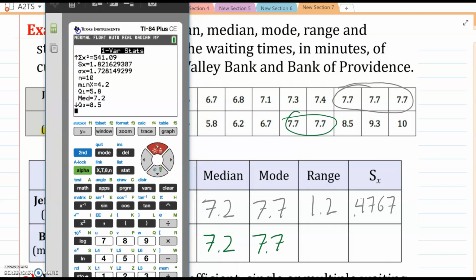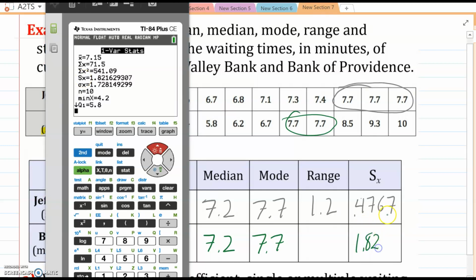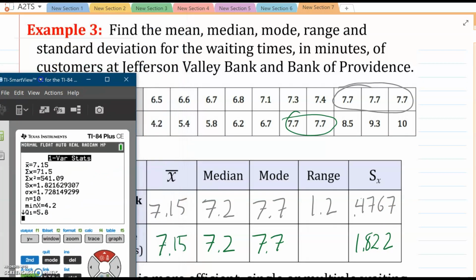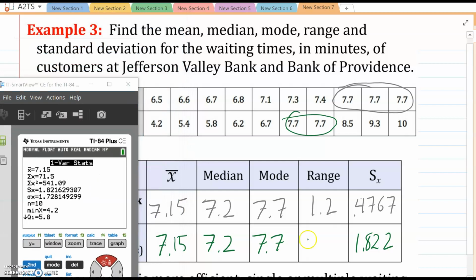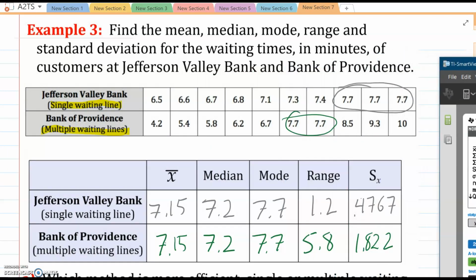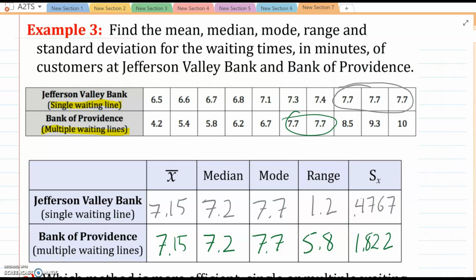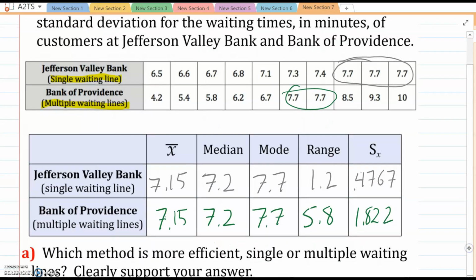So I'm going to look back up at my standard deviation, see what it says. 1.822. And my range is going to be 5.8. Wow. And now you can see that range and standard deviation often are related. They don't have to be, because we're looking more at clusters of data than we are looking at individual pieces, whereas we're looking at high minus low here.